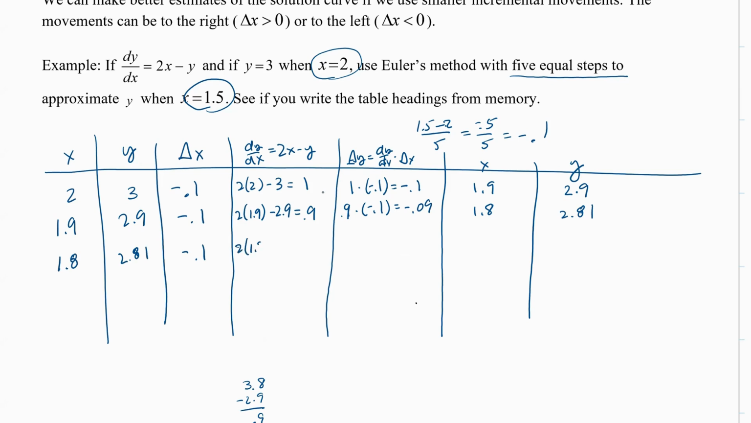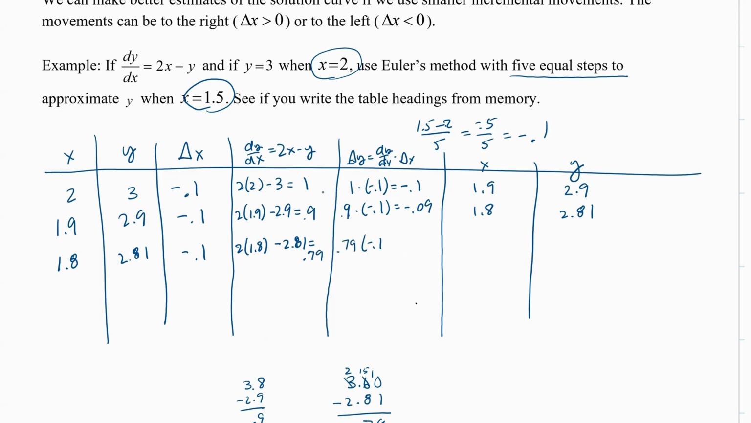2 times 1.8 minus 2.81. And the numbers are getting pretty darn ugly. 2.8 times 2 is 3.6 minus 2.81. Gonna have to borrow one from there. 10 minus 1 is 9. I'm gonna have to borrow one from there. 15 minus 8 is 7. So it looks like we got ourselves 0.79.